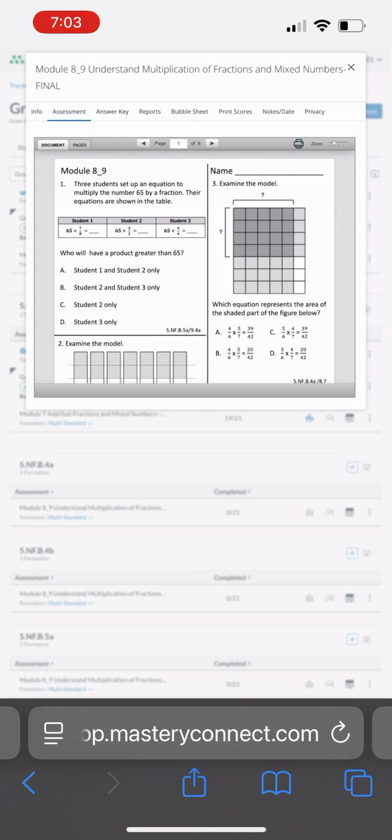B, 4/6 times 5/7 equals 20/40. C, 5/6 times 4/7 equals 39/40. D, 5/6 times 4/7 equals 20/40.